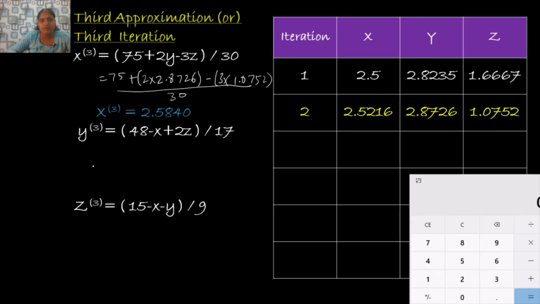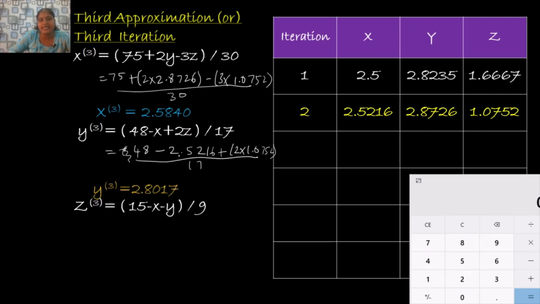and next we calculate the value of y, which is equal to 48 minus x value is 2.5216 plus 2 product z value is 1.0752 over, this parenthesis is not necessary, so 17, and simplifying this you get 2.8017.